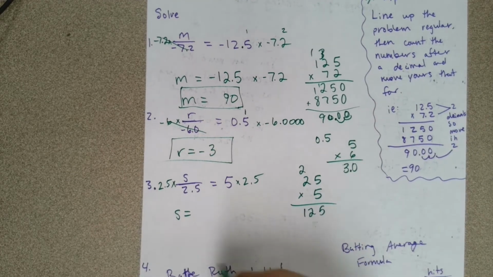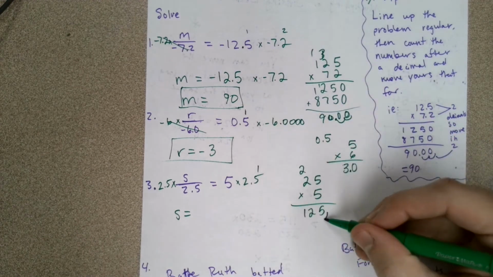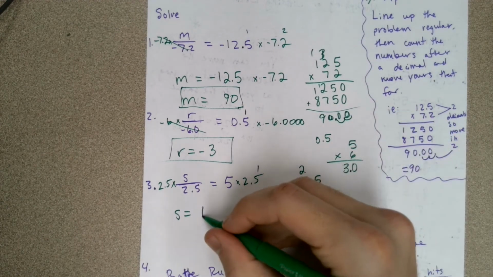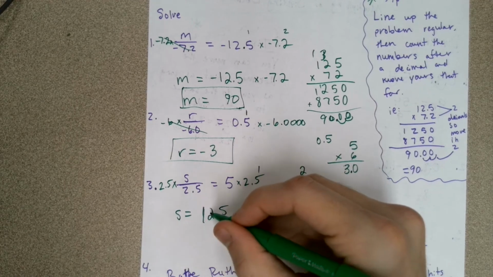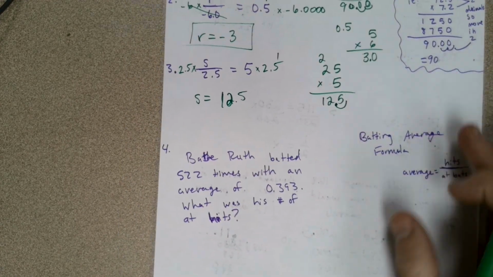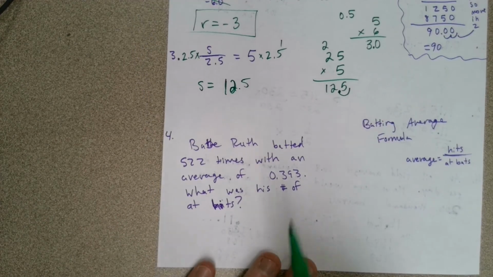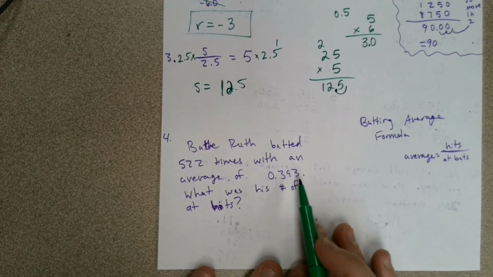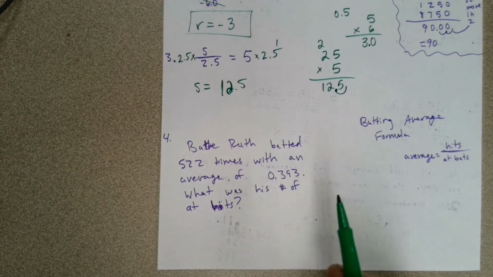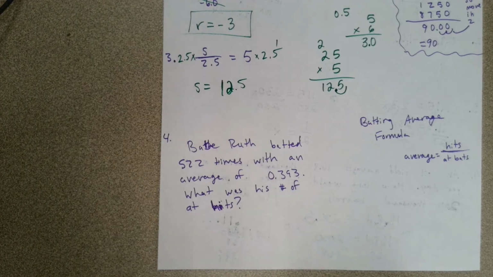Where does the decimal place go? Well, we have no decimals here, 1 decimal here, so we move it over 1 time. 12.5. All right, if that decimal rule is still not making sense to you, how we move it, I think it will in this problem. You're going to really see it on this problem. All right, they tell us Babe Ruth batted 522 times with an average of 0.393, 393 thousandths. What is his number of hits?